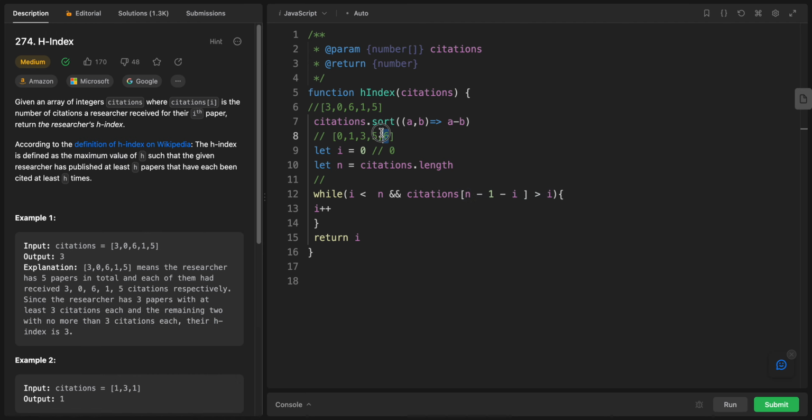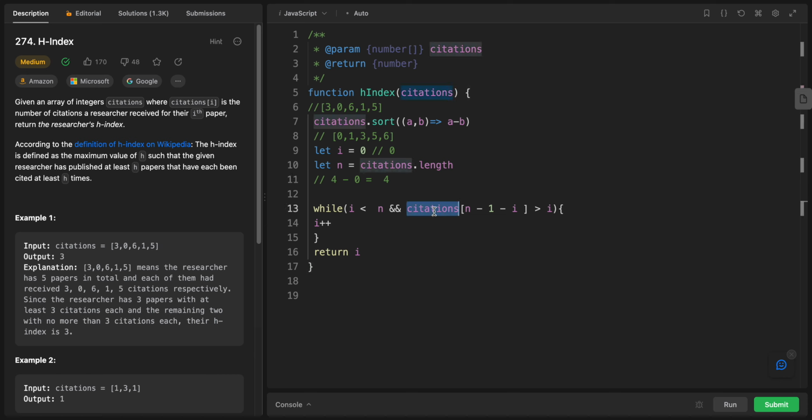So I'll start from the end and say, okay, if citation of n minus 1 minus I, let's say n minus 1 is 4. Minus I, which is 0, it will equal 4. So we are here, and it will be 6. Is 6 bigger than I, which is 0? Yes. Okay, so increase I plus 1. So right now I will equal 1.